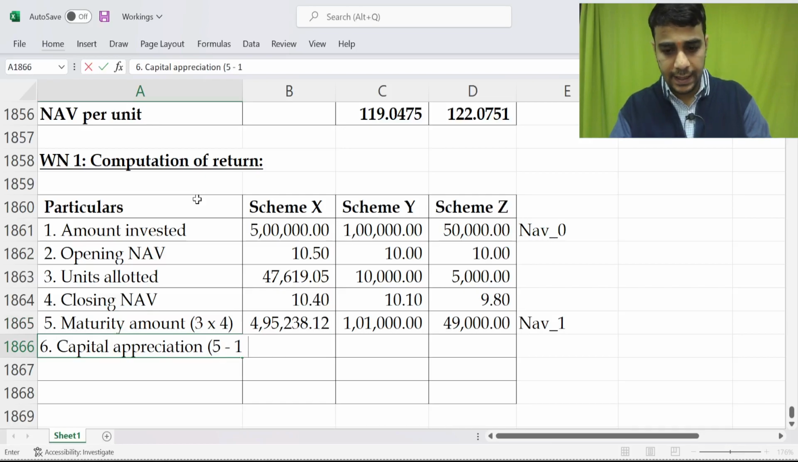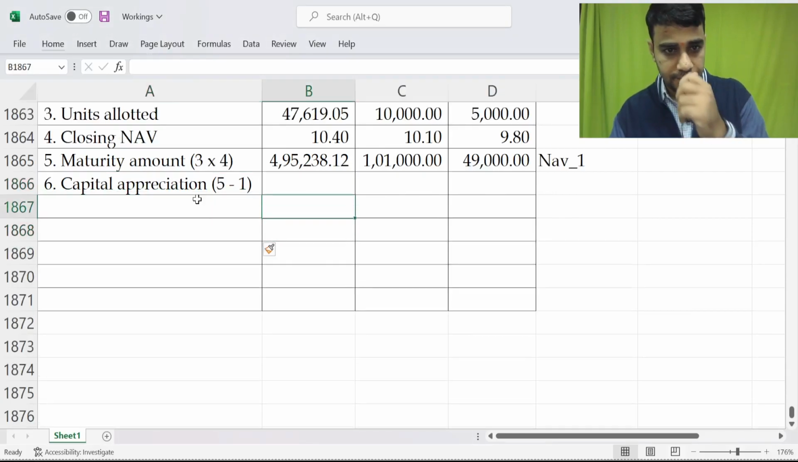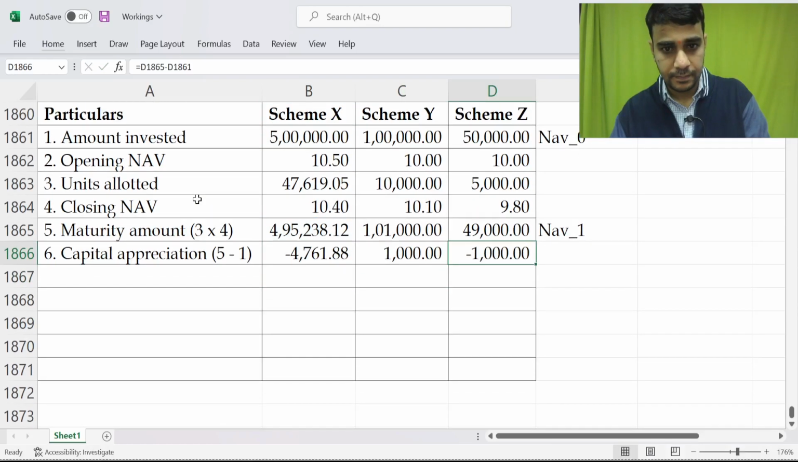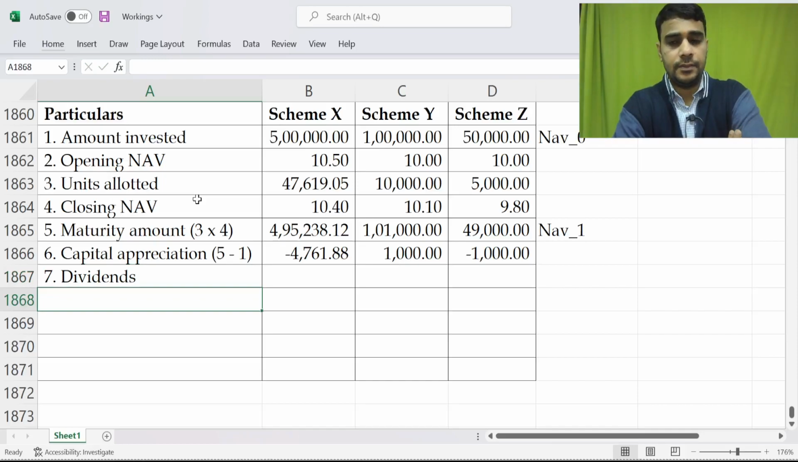5 minus 1 can be negative as well. Capital appreciation can be negative as well.